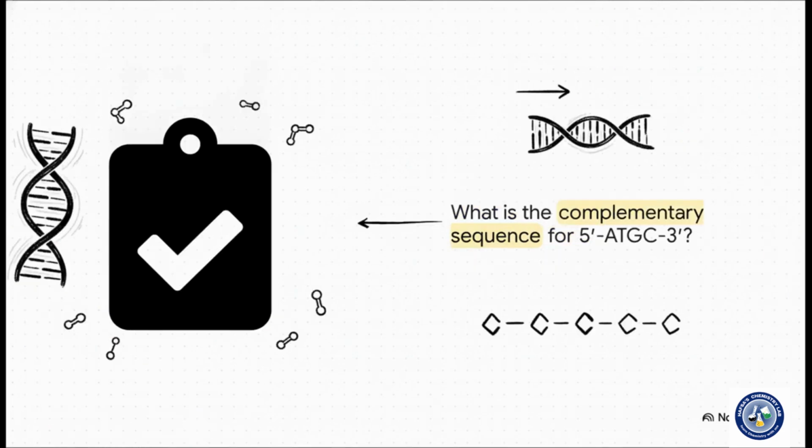Okay, let's pause for a quick knowledge check. Let's see how you do. If a DNA strand reads 5' A, T, G, C, 3', what is the complementary sequence? Think about those base pairing rules, and, critically, think about the direction the new strand has to flow.